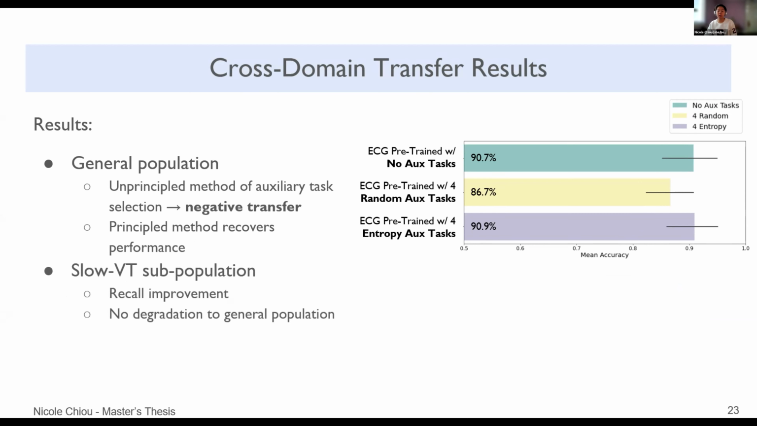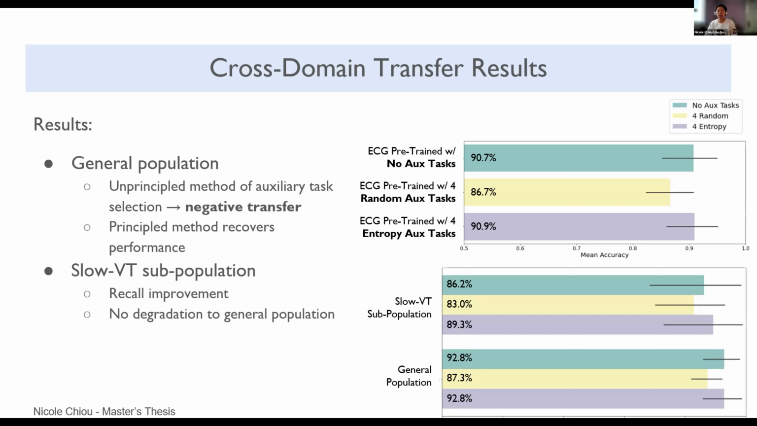Over the slow VT subpopulation, the post-transfer results show some indication that performance on the target task improves when using a principled method of auxiliary task selection. This is shown by a 3% increase in average recall for the subpopulation with no degradation in recall for the general population.